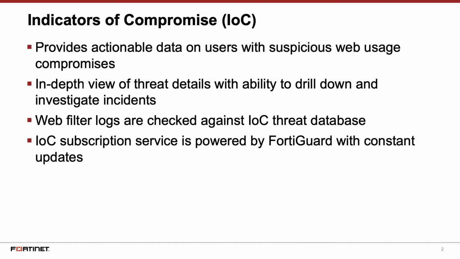The IOC service provides actionable data on devices, users, and the network with suspicious web usage and compromises. This information is a result of millions of sensors deployed around the globe, which consist of devices and honeypots. The IOC service monitors every logged activity on the network, such as web filter logs and bad IP addresses, to correlate compromised users, devices, or networks.